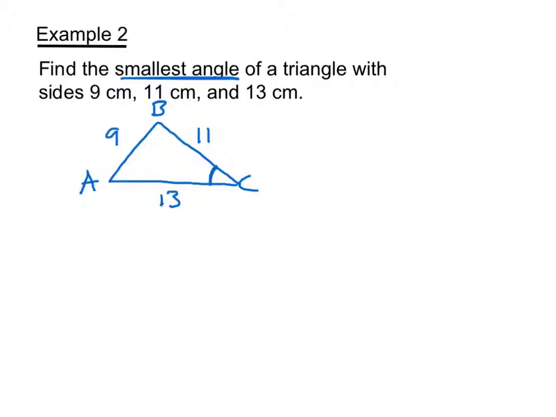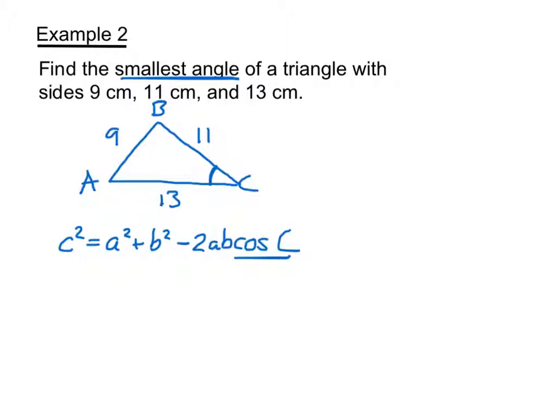Therefore, I'm going to use this form of the cosine rule, because it includes angle C, which is the unknown that I want. And I know all three sides of the triangle. So using some algebra here, I can rearrange this equation to solve for cosine C and then the angle C.